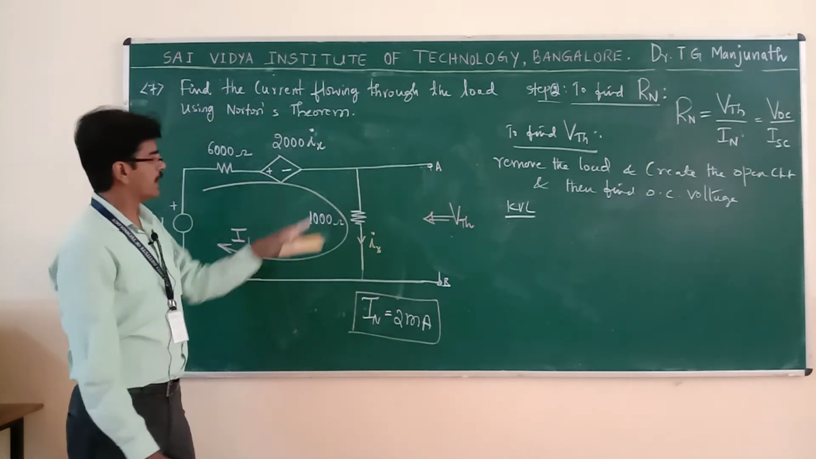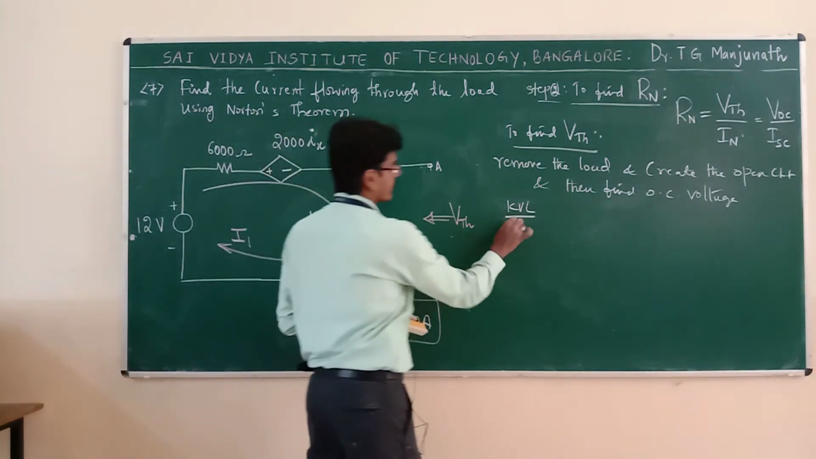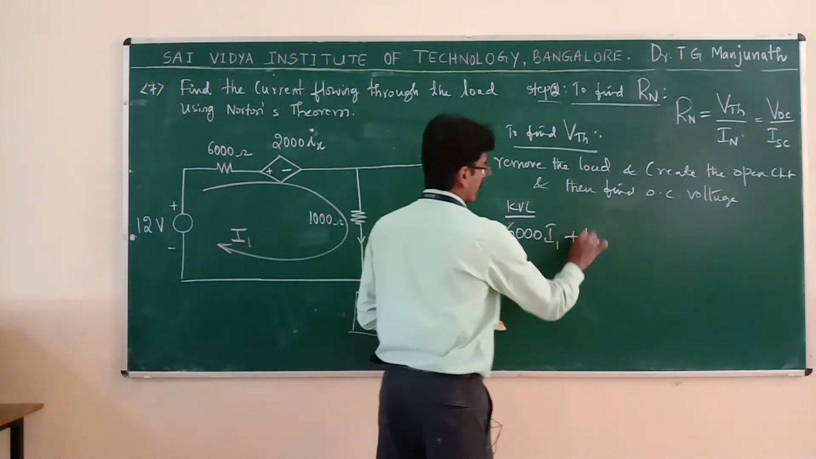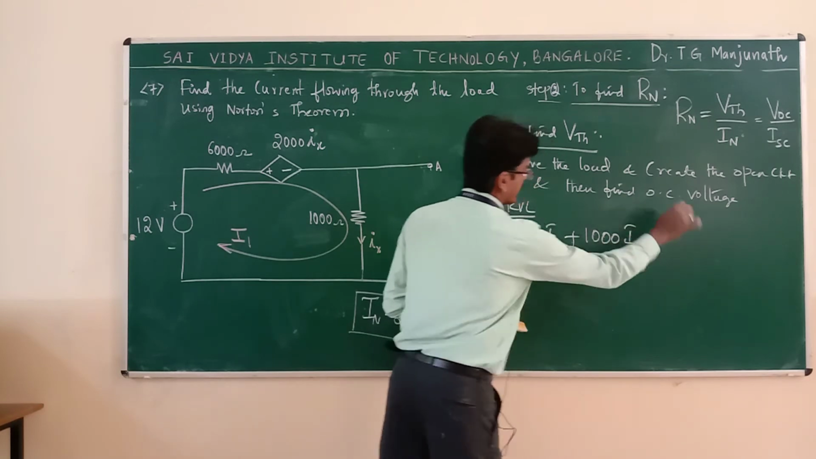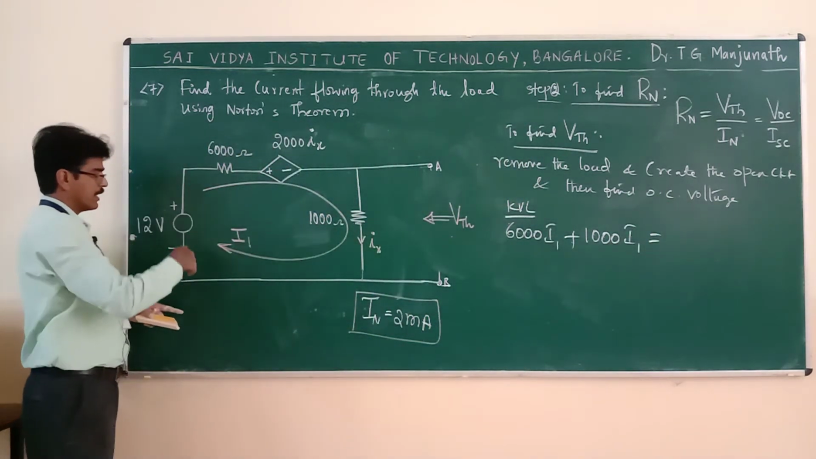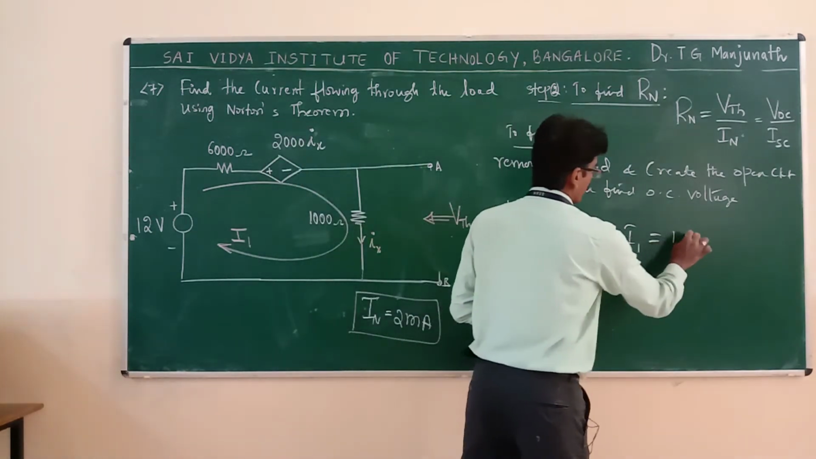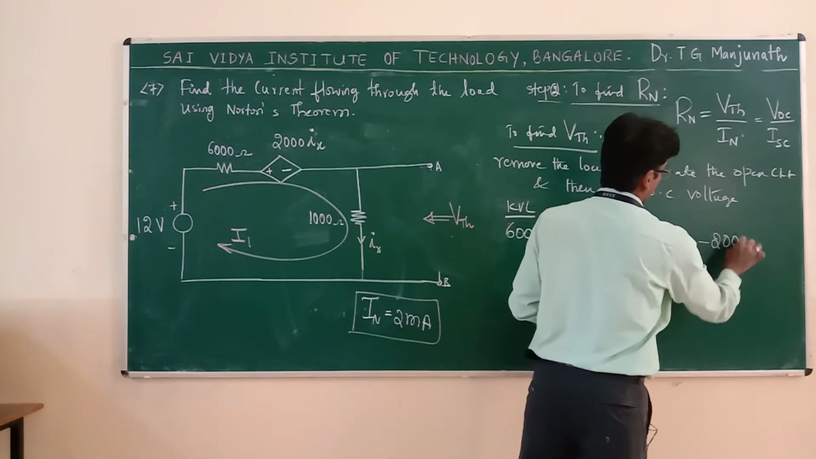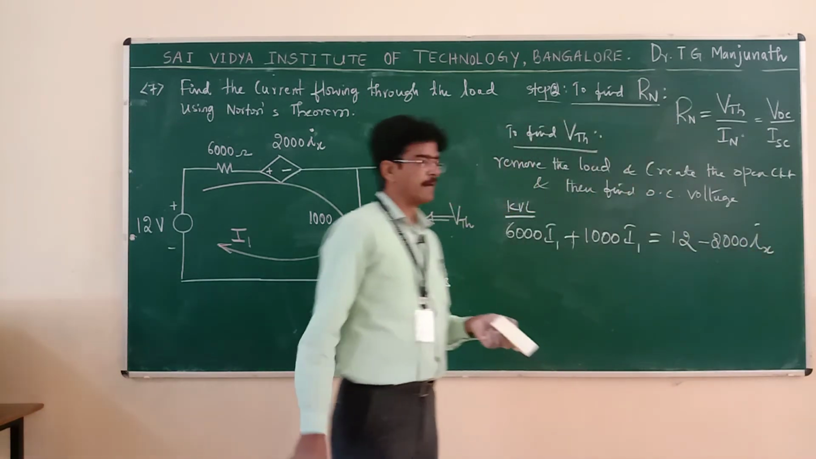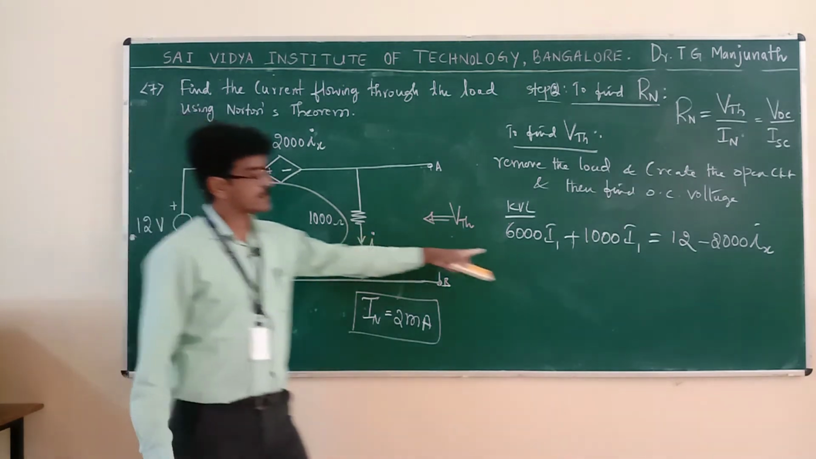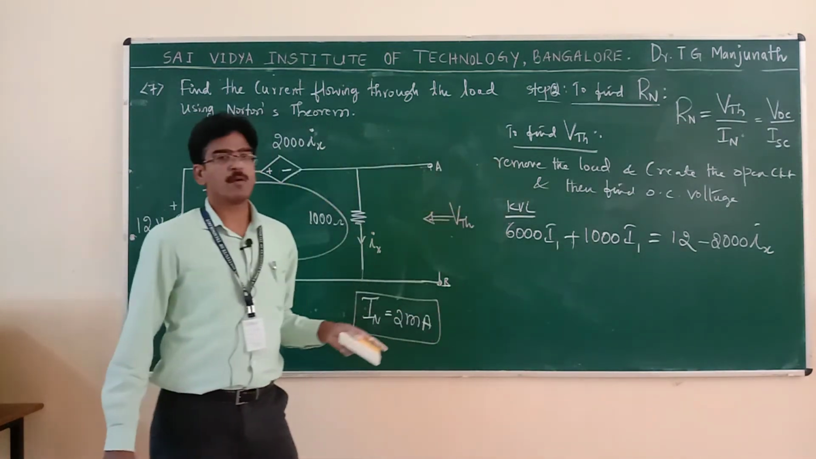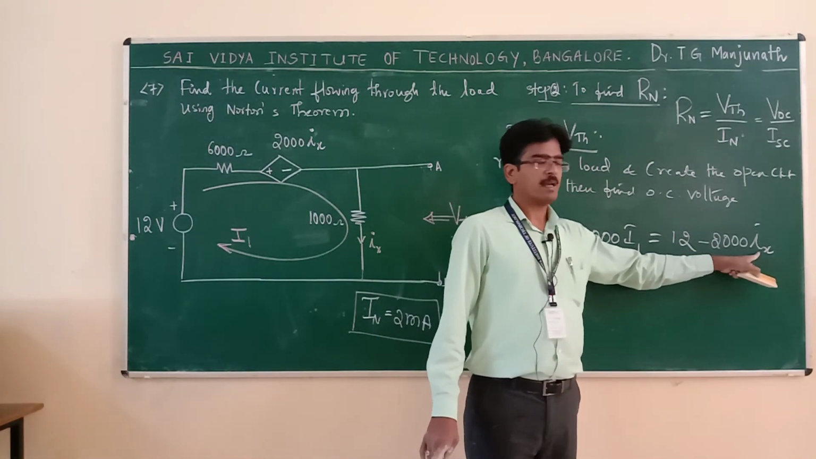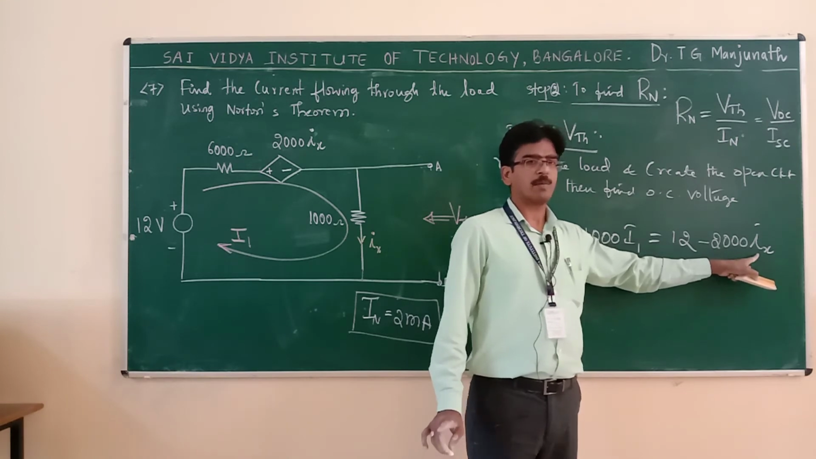Okay. Apply KVL now. 6000 I1 plus 1000 I1 is equal to, moving clockwise, negative to positive is positive 12, positive to negative is negative 2000 Ix. Okay. Where is Ix now? I have to replace Ix by the loop current when you are solving by mesh analysis. So, the dependent variable must be replaced by mesh currents or loop currents if you are solving by loop analysis.